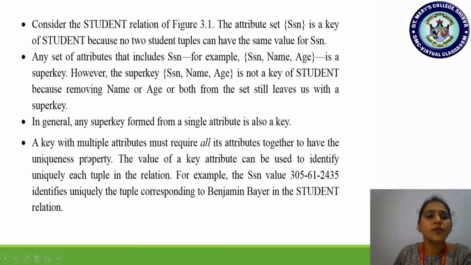Okay, so in general any super key formed from a single attribute is also a key. So it is not that a super key should always be framed with a set of attributes. There may be cases where a super key can be only one. Even though 7 or 8 attributes exist, only one key can be called a super key. So a super key can be formed with only a single attribute also. And a key with multiple attributes must require all its attributes together to have the uniqueness property.